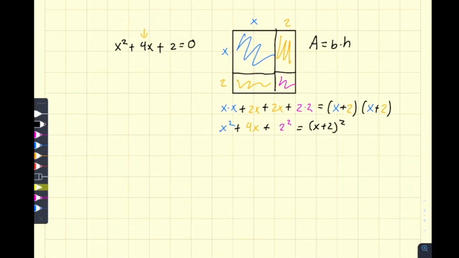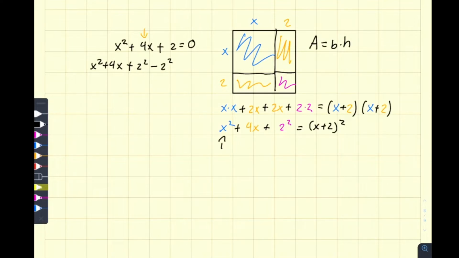Okay. So what's here that's missing from here? Well, we can see that there's an x squared in both of them. There's a 4x in both of them. But there's a 2 squared here, and there's not a 2 squared here. So I'm going to add a 2 squared. But we can't just add a 2 squared in without also subtracting a 2 squared. Right? So we'll also subtract a 2 squared from here.